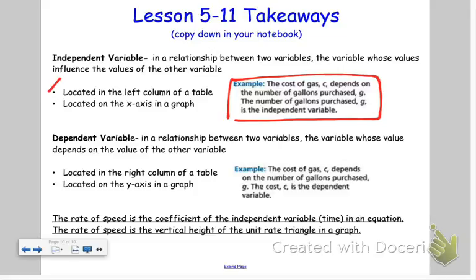Also, keep this in mind. It's located in the left column of a table. It's also located on the x-axis in a graph.